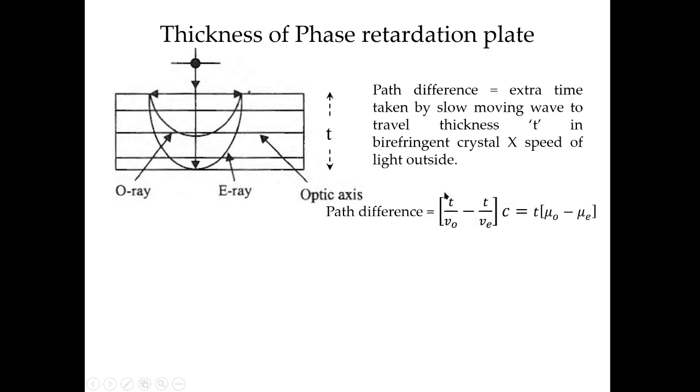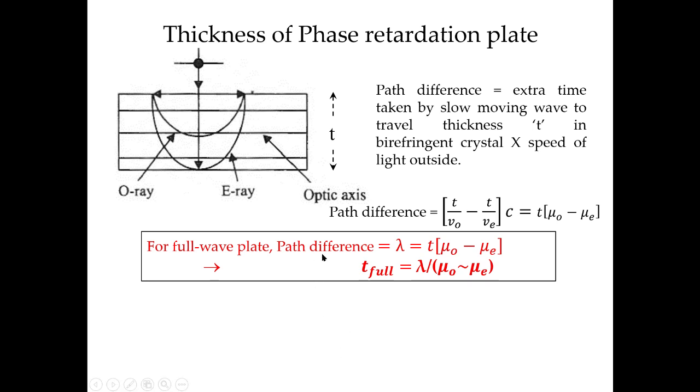Then this is the time taken by the ordinary light ray to travel through the plate, and this is the time taken by the extraordinary light ray. So the path difference is the time difference multiplied by C. So C divided by VO is mu O and C divided by VE is mu E. These are the refractive indices of this plate for the ordinary ray and extraordinary ray.